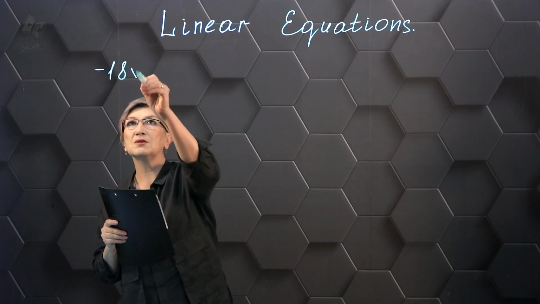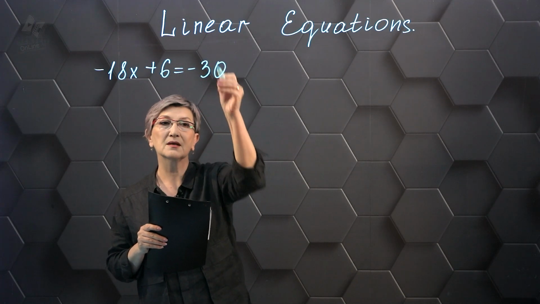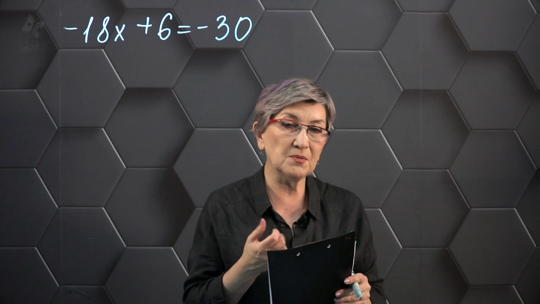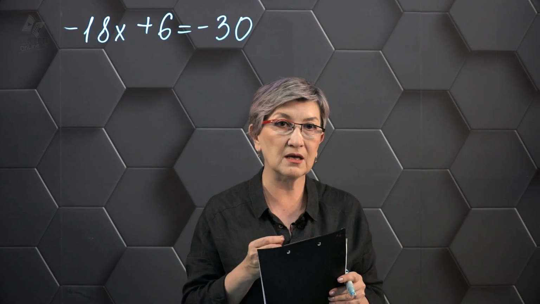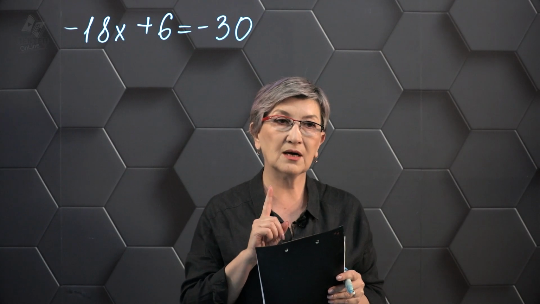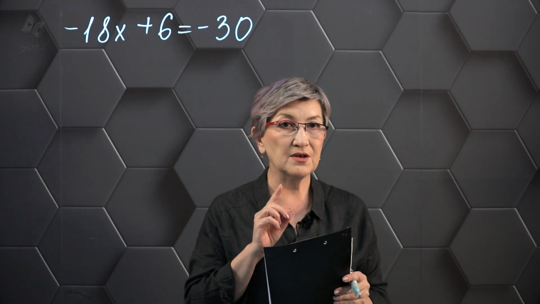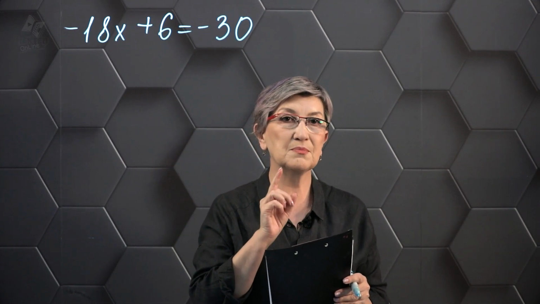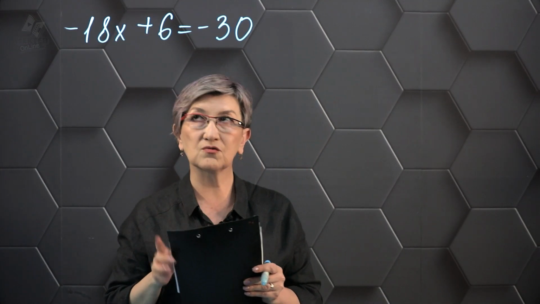The first equation is minus 18x plus 6 equals minus 30. In these first examples, these properties in principle cannot be applied, and we apply the rule of solving equations. But when we look at the last example, we will pay attention to the fact that in the right and left parts a whole expression will be written. Now let's go back to our example and apply our properties.